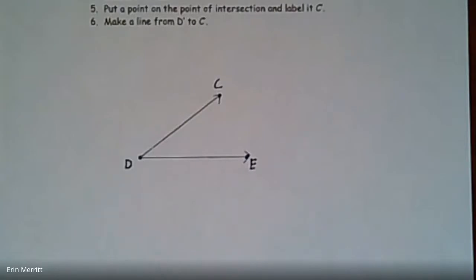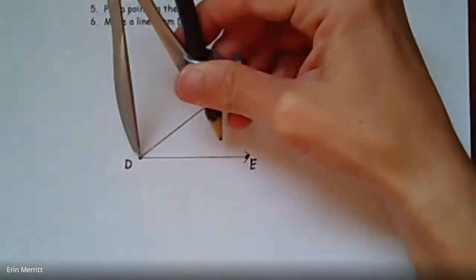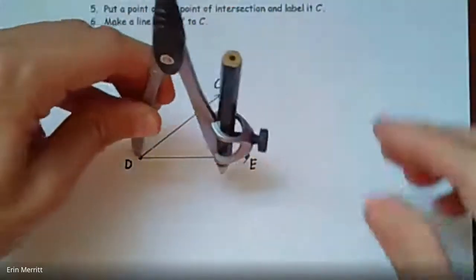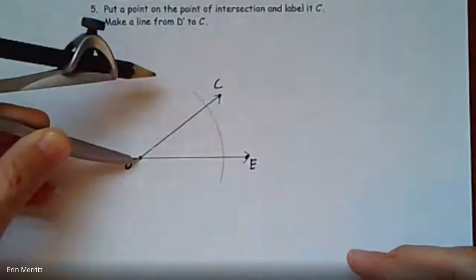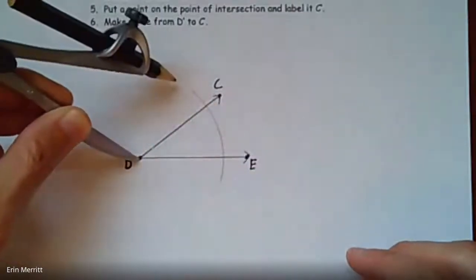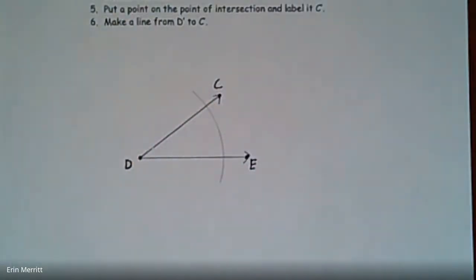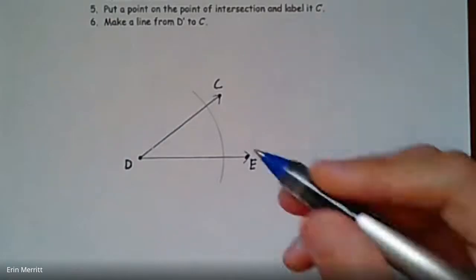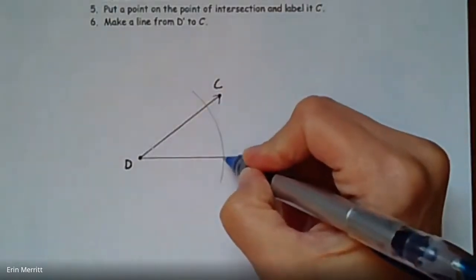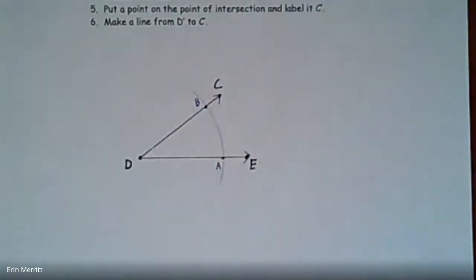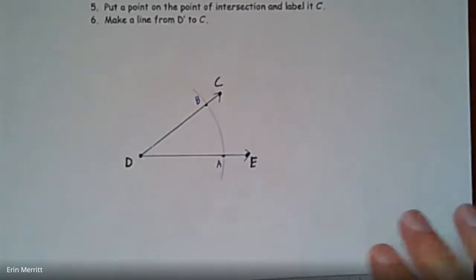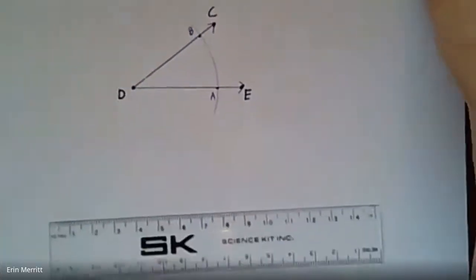Your very first step is to put your pointer on point D, and swipe an arc so that it hits both ray DE and ray DC. Go ahead and swipe that arc here. The two points where the arc intersected the rays, I'm going to call A and B. Keep note of those, because we're going to come over here. I've got some space underneath, so I'll put it there so I've got more room.